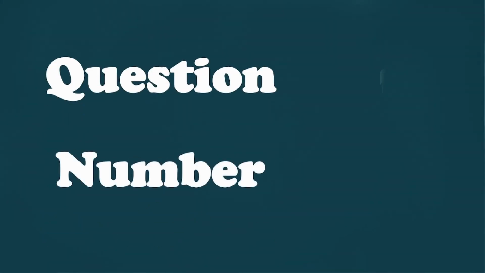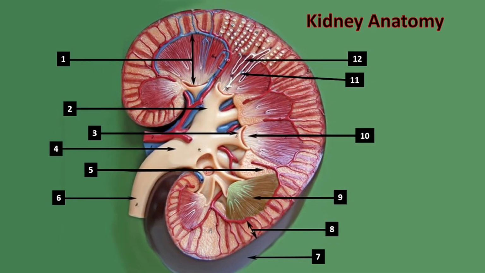Question number 4. Identify the parts of the kidney based on the arrow it indicates. Number 1. It is the inner part of the kidney that helps in regulating the concentration of urine by filtering out water, salts, and acid. Renal medulla. Number 2. This section of the kidney appears as a large chamber.